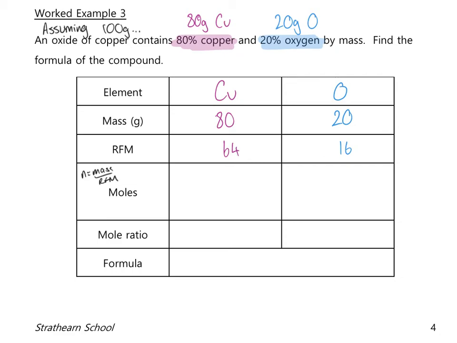So for copper, that's going to be 80 over 64, which comes out as 1.25. For oxygen, it is 20 over 16, which again comes out as 1.25. Your mole ratio, divide by the smallest number of moles, which again in this case is the same, doesn't matter which you pick, doesn't always work out this nicely. But that will then give you a ratio of 1:1. So your formula is CuO.